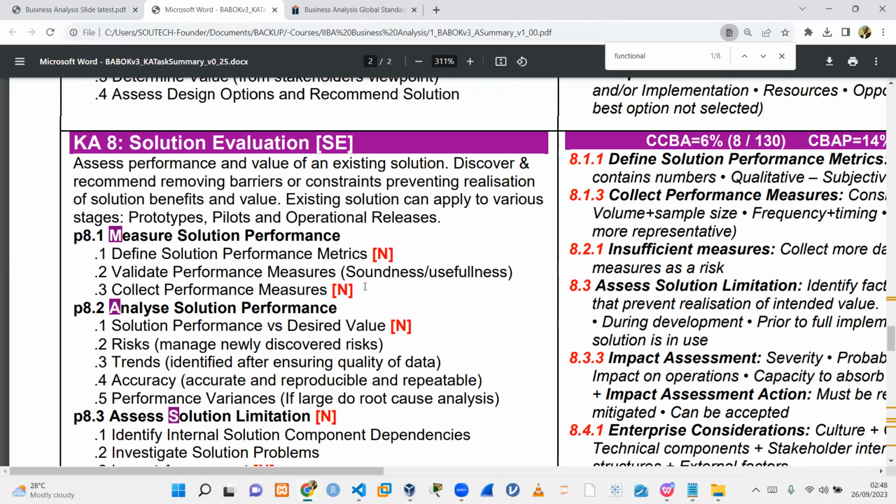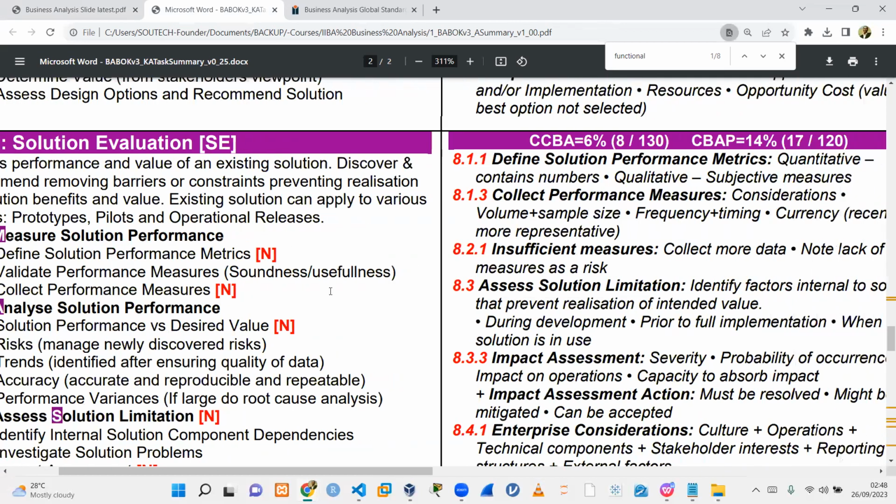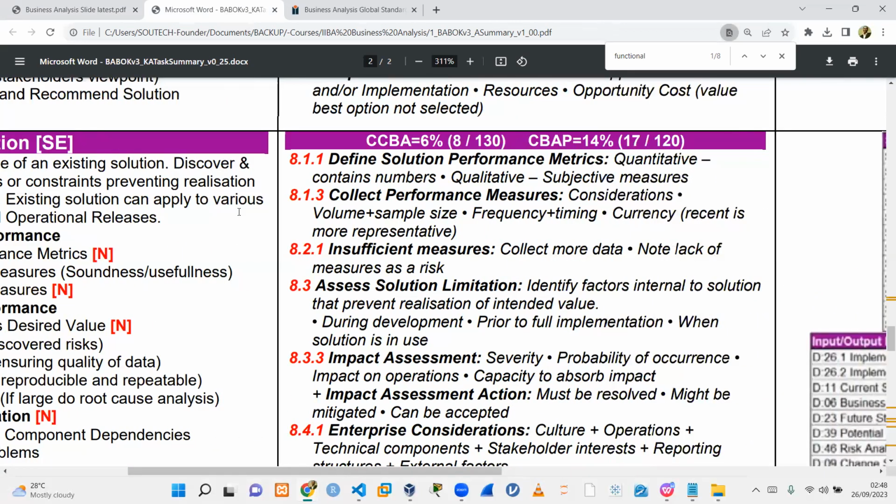Now, another thing that has a note here is collect performance measures. So let's look at the details. Define solution metrics. So it's quantitative, it should contain numbers, like I said. That's why I put numbers to those metrics. You see, percent, amount, numbers. That's why it's called metrics. And at times it can be qualitative also. In qualitative, it's going to be textual.